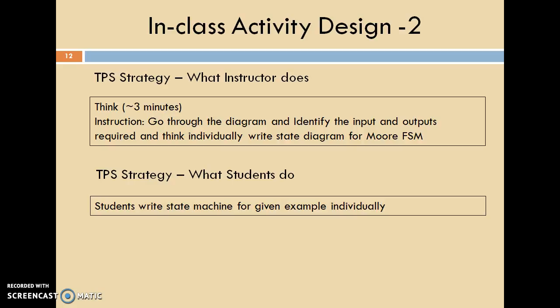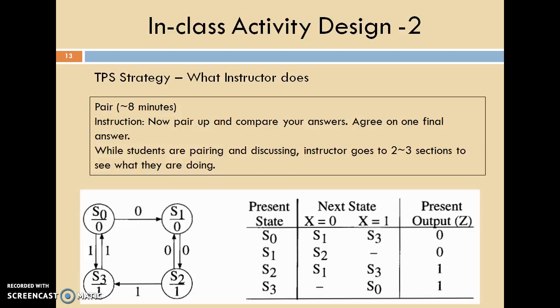So the first activity of the TPS strategy is the think activity. After posing the question, students will start thinking about it, and students are expected to write a state machine for the given example individually. Next one is pair. The instruction given by the instructor is now pair up and compare your answers. Agree on one final answer.